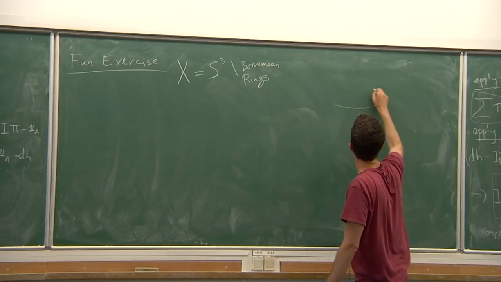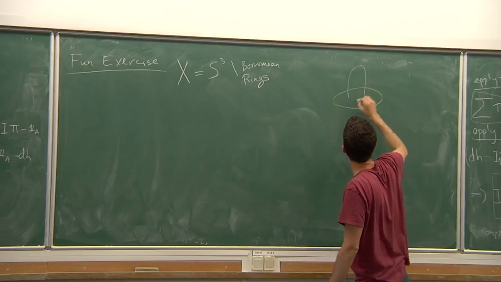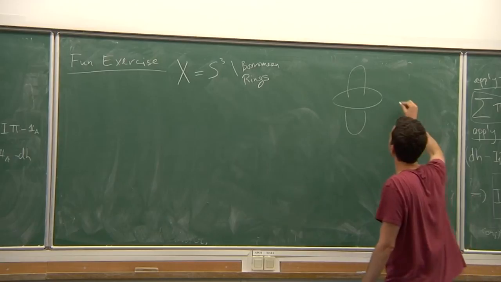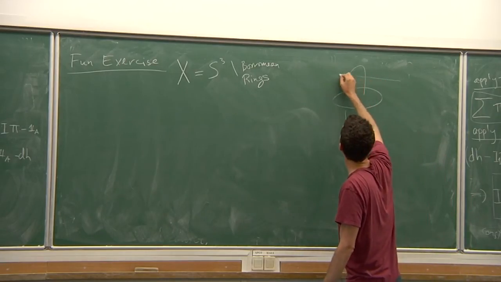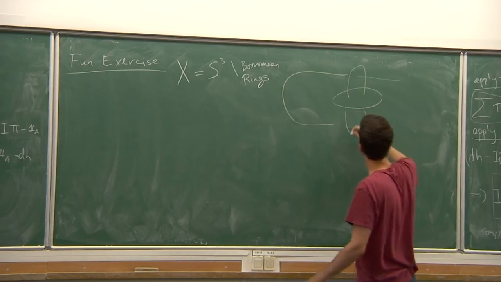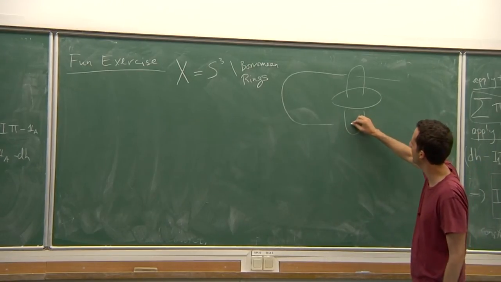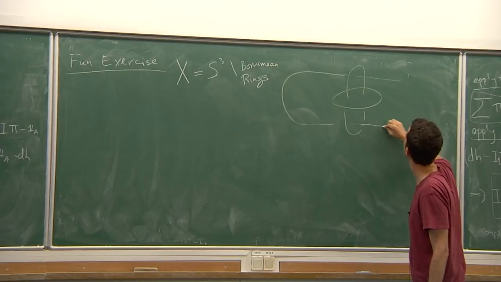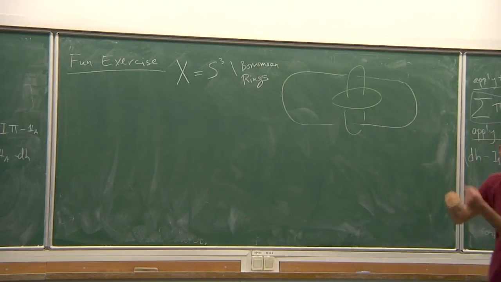So just take one ring and another ring, and then a third ring. Each ring is kind of inside one of the rings and outside the other. So no two rings are entangled, but the three of them cannot be taken apart. You can see it kind of if you play with it a little bit.